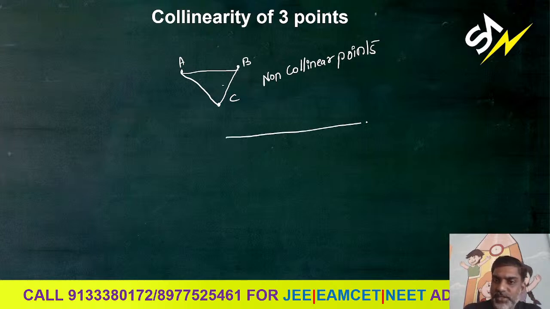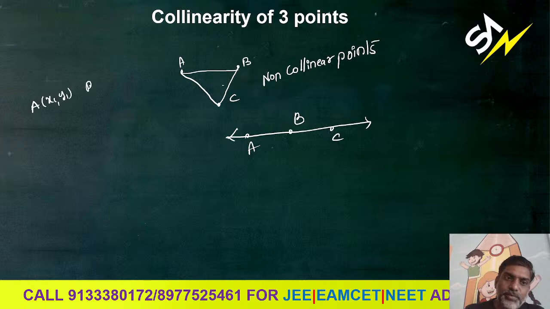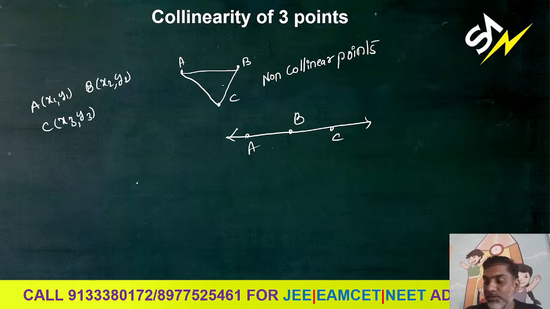And what is the meaning of collinear points? Take a straight line, and if the 3 points A, B, C are lying on the same line, then we say these 3 points are collinear. So in this straight lines topic, how do we prove 3 points are collinear? Suppose A is (x1, y1), B is (x2, y2), and C is (x3, y3). We have to check whether these 3 points are collinear or not.